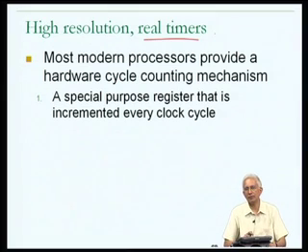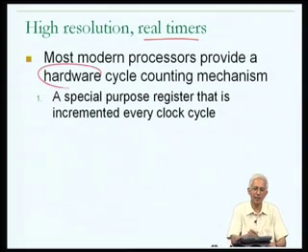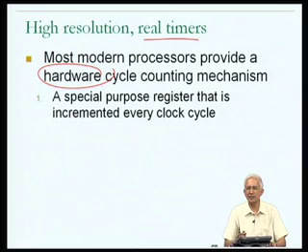Now, how would these mechanisms be made available to the programmer? I have suggested that they are available in the hardware. Now, if such a mechanism is available in the hardware, we would suspect that the CPU would contain a special purpose register that is incremented every clock cycle, and that it is by referring to this register that the cycle counting mechanism works.